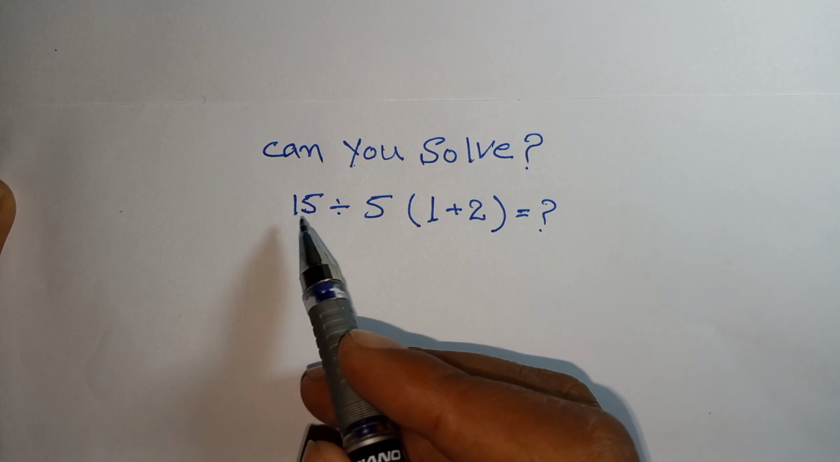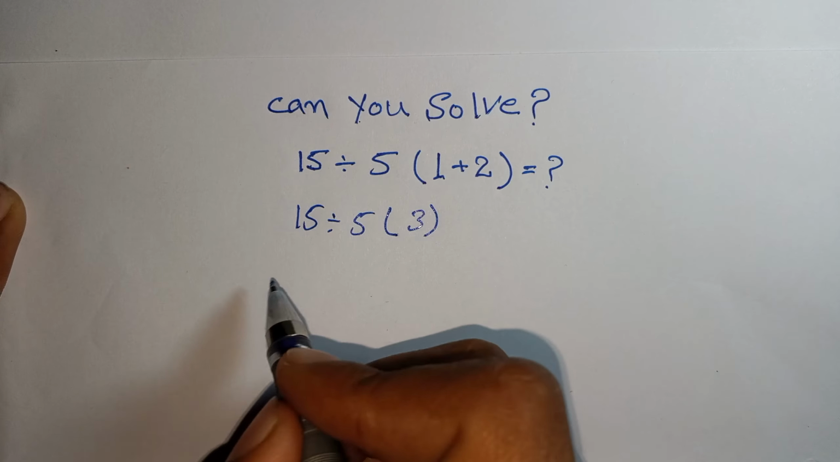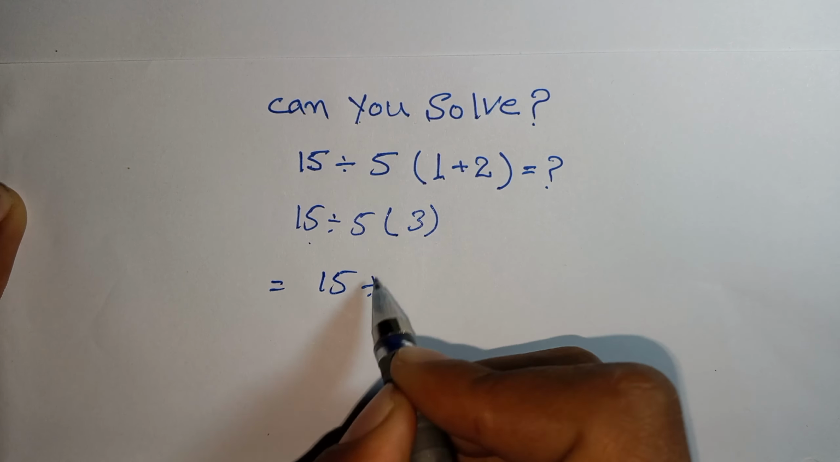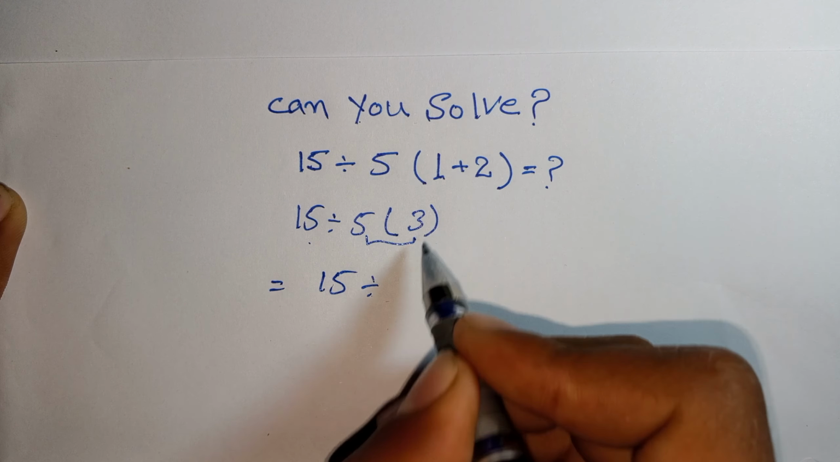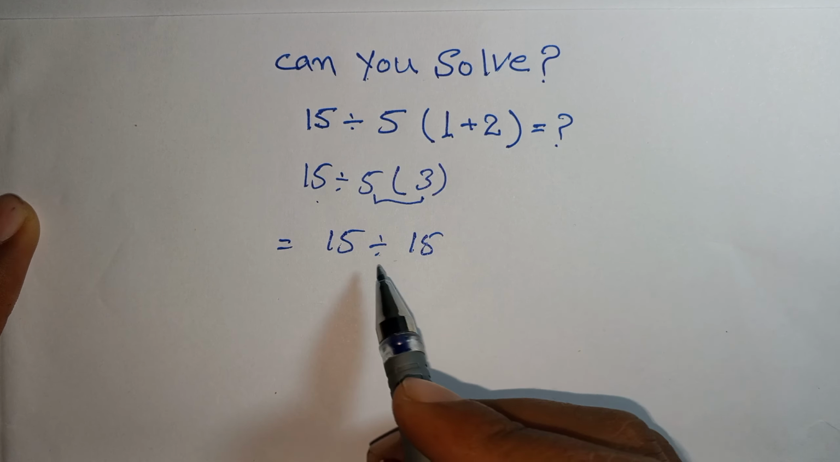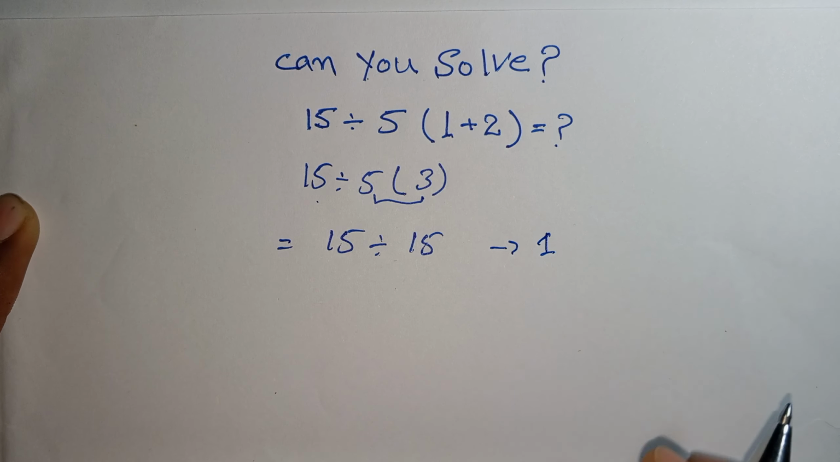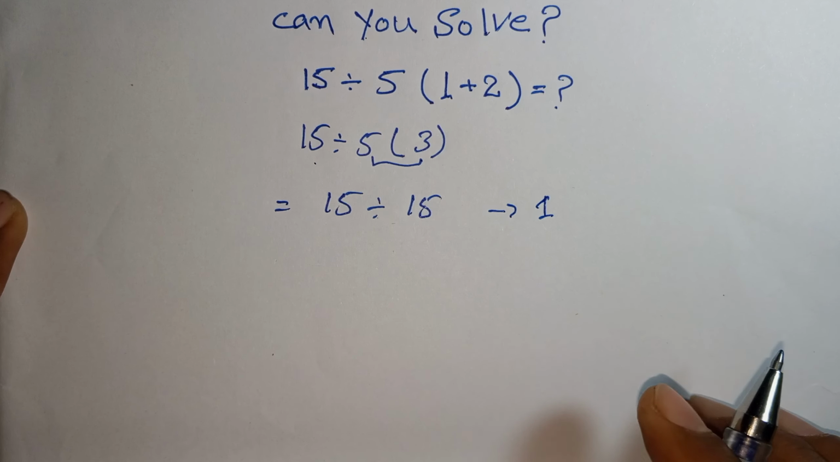15 divided by 5 into 1 plus 2 gives us 3. Then 15 divided by 5, this 5 multiplied by 3 is equal to 15. This 15 and this 15 division is equal to 1. This answer is not correct, this answer is wrong.